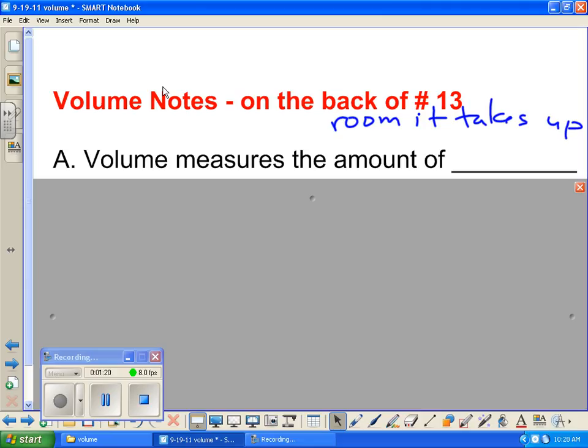Thank you, David. Volume measures the amount of space. That's not the same, David, as room. Space that can fit there. Space something's taken up. Obviously, the volume of this filing cabinet is more than the volume of that trash can. The volume of these closets is more than the volume of the file cabinet. Okay, space or room something takes up. Great.